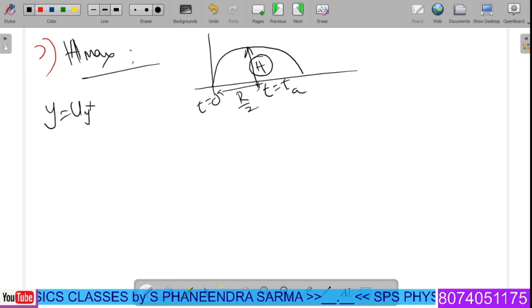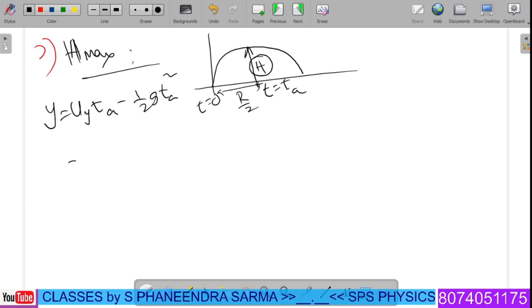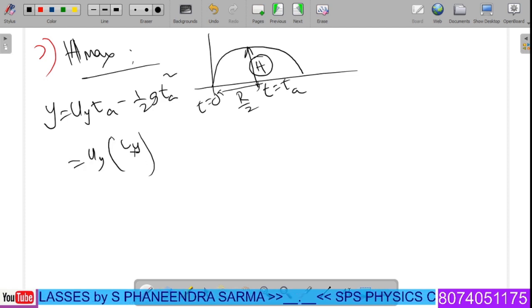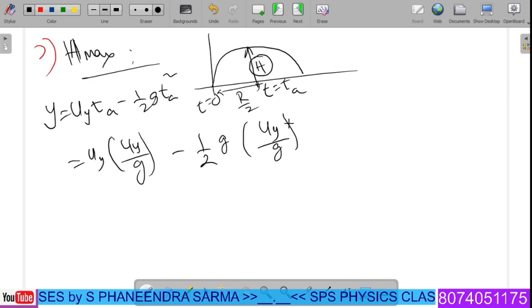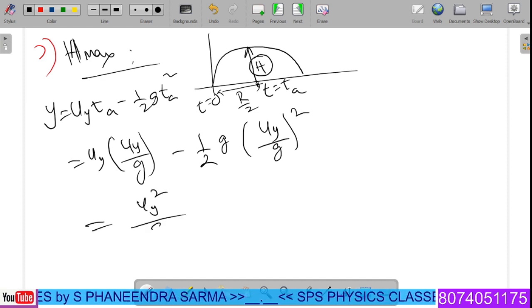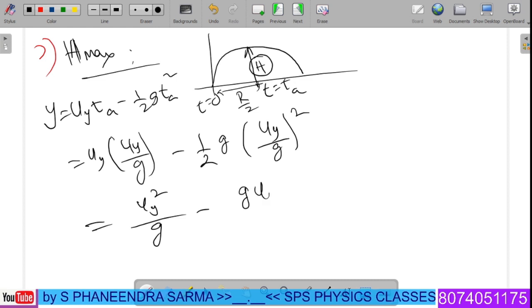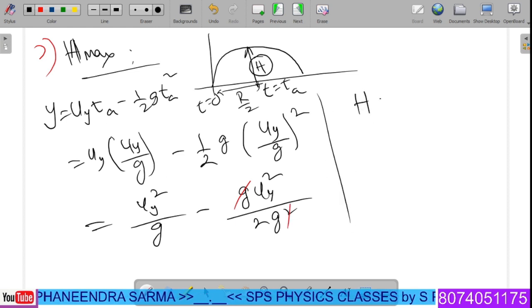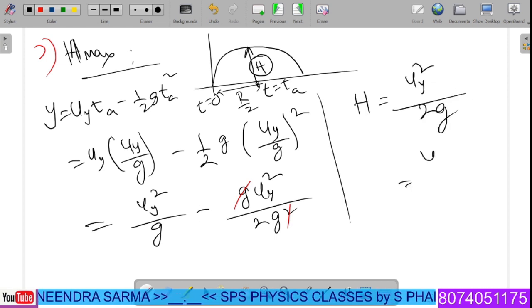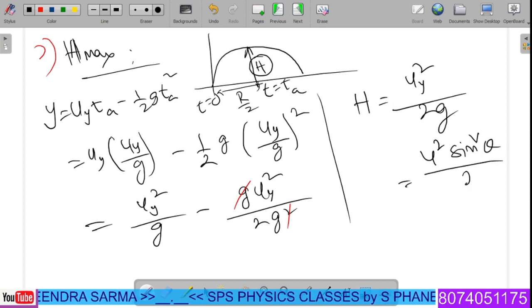Vertical displacement is equal to uy into Ta minus half g into Ta square. You write uy into Ta, which is uy by g, minus half g into uy by g whole square. Therefore, uy square by g minus g uy square by 2g square. Now in the given case, g square gets cancelled, and the value of Hmax of the projectile is given by uy square by 2g, which is also known as u square sine square theta by 2g. This is the height H of the projectile.